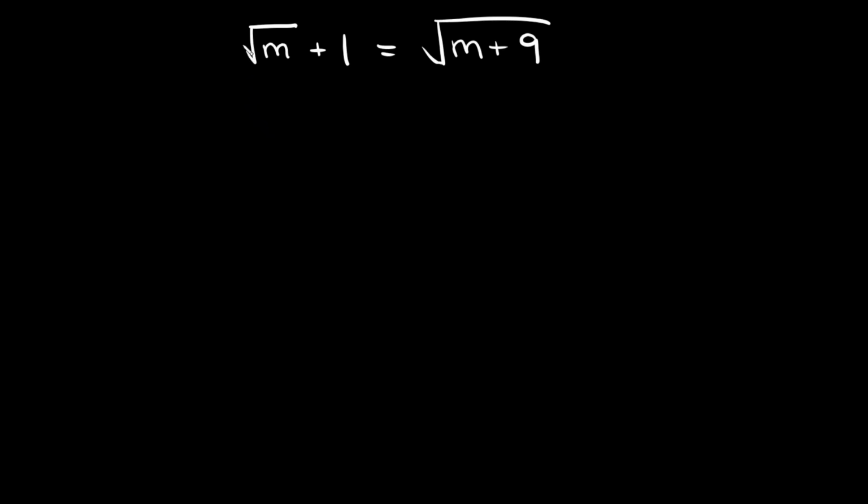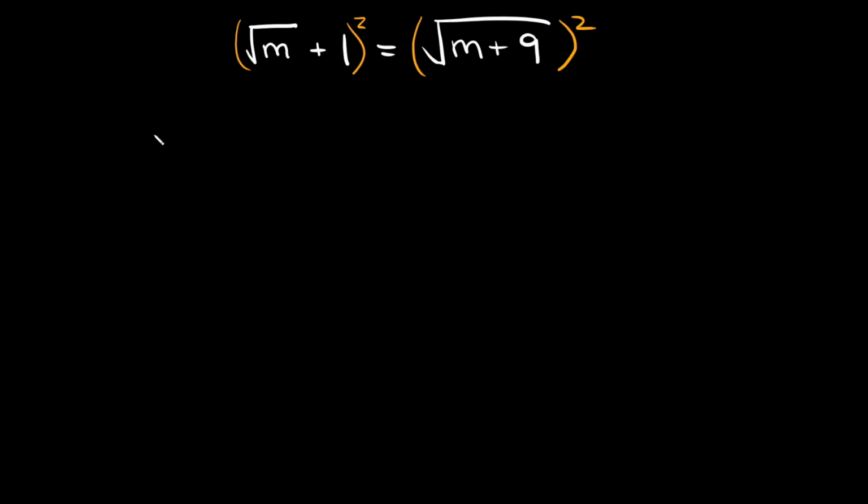All right, so here we have the square root of m plus 1 is equal to the square root of m plus 9. As you can see, we have a square root on both sides of the equal sign. That sucks. But we're going to solve it the exact same way, okay? We're just going to end up squaring both sides, right? So we have to square this whole side, not just the radical. You have to do the whole side. And we have to square this whole side also.